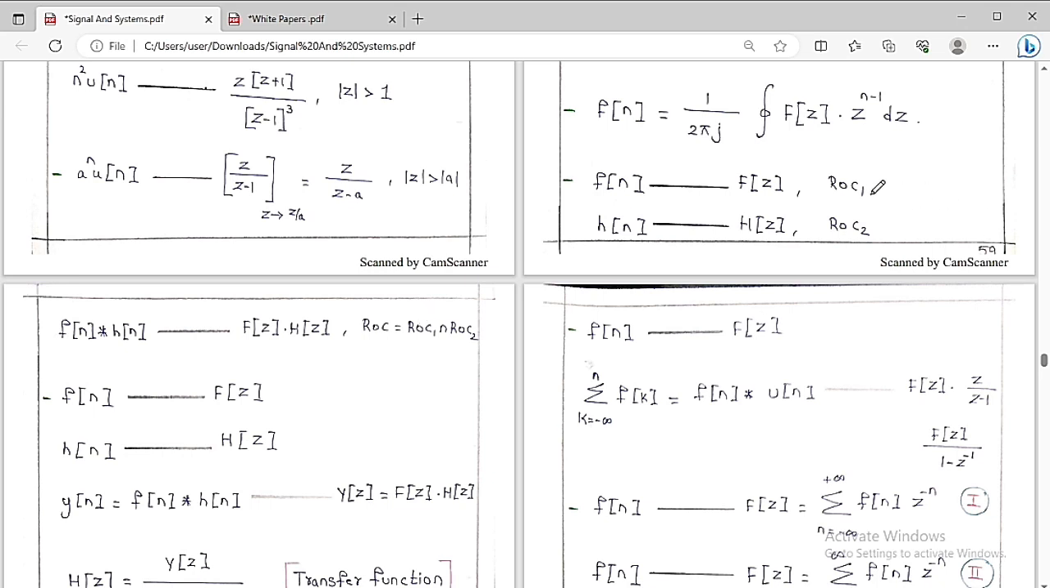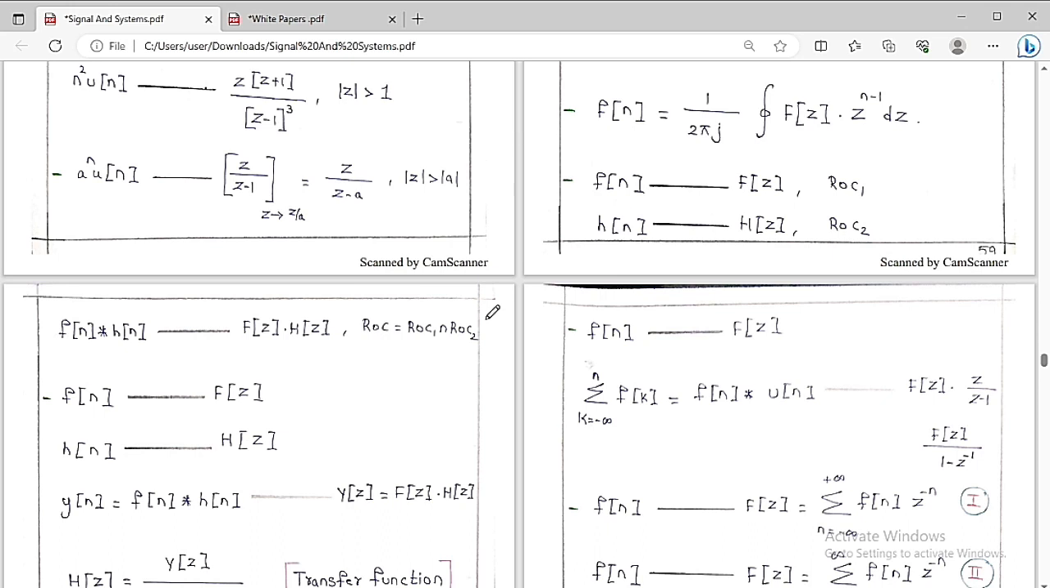ROC is nothing but the common ROC of ROC1 and ROC2, or you can say the intersection of ROC1 and ROC2. I already told you the convolution in time domain leads to the product in the frequency domain. Frequency means either the Laplace domain or the z domain.